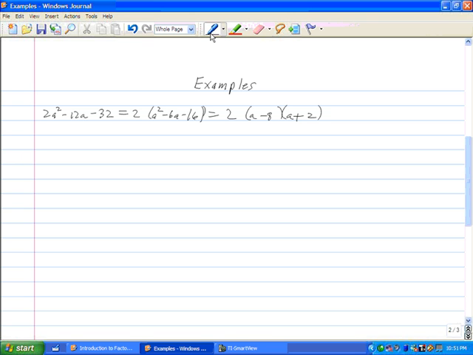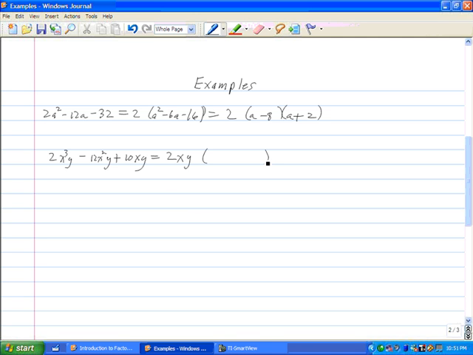Let's do one more where we have to pull out a GCF. Let's look at 2x cubed y minus 12x squared y plus 10xy. Actually, I need to clean this up a little bit. This is supposed to be a 12x squared y. And let's see what kind of GCF we've got. We can pull out a 2. We can pull out an x. And we can also pull out a y.